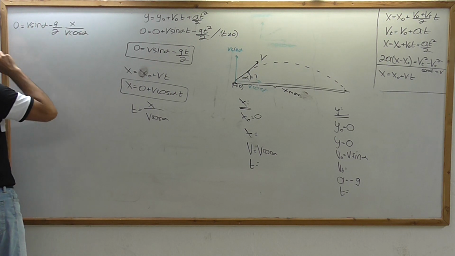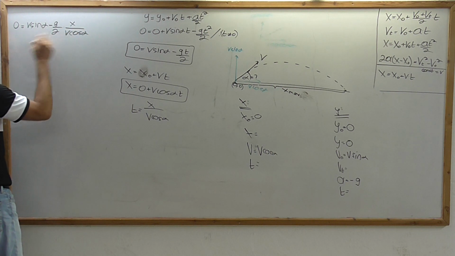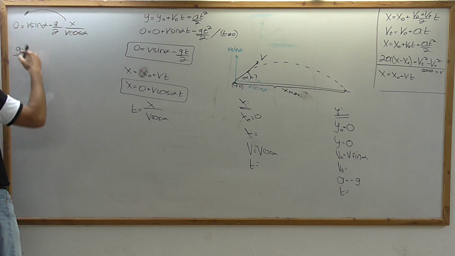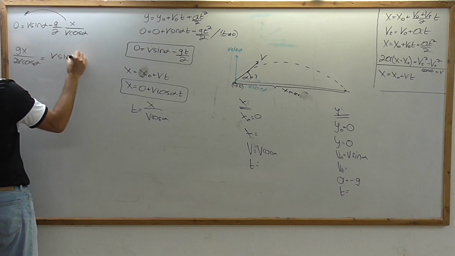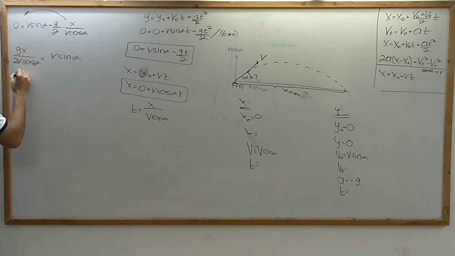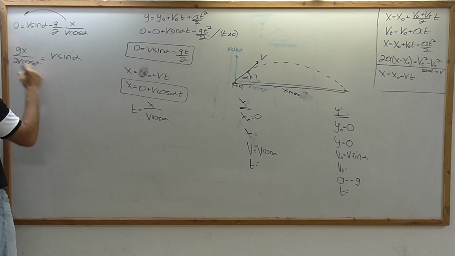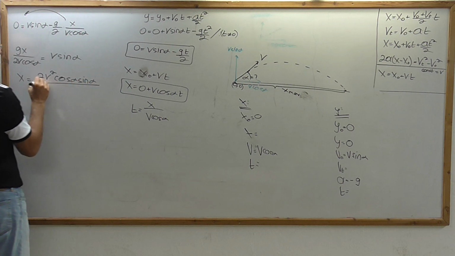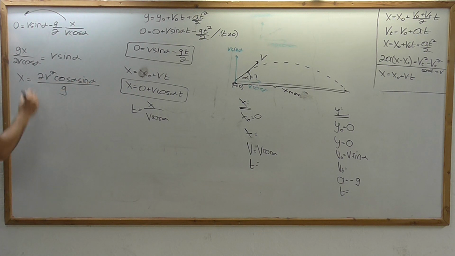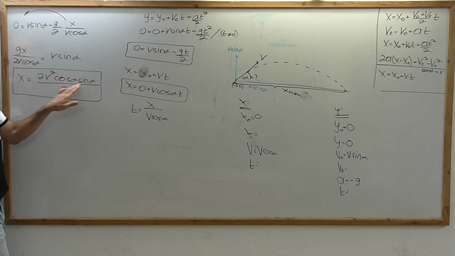Okay, let's write it like that. Gx, I'm moving this to this side. 2v cos alpha equals v sine alpha. Let's isolate the x. X equals 2 v squared cosine alpha sine alpha over g. This is x as a function of alpha. If I choose this alpha, I'll get this x. Another alpha, I'll get another x.